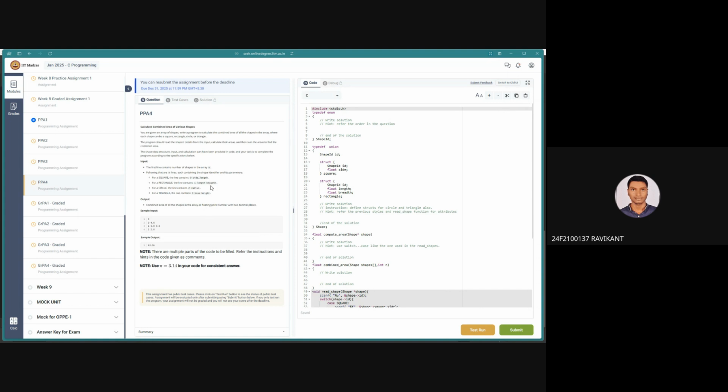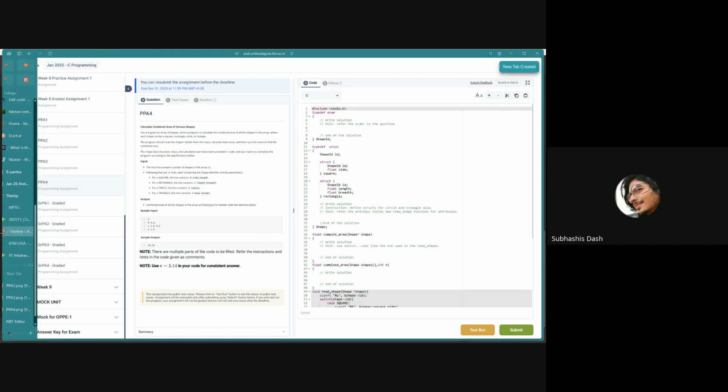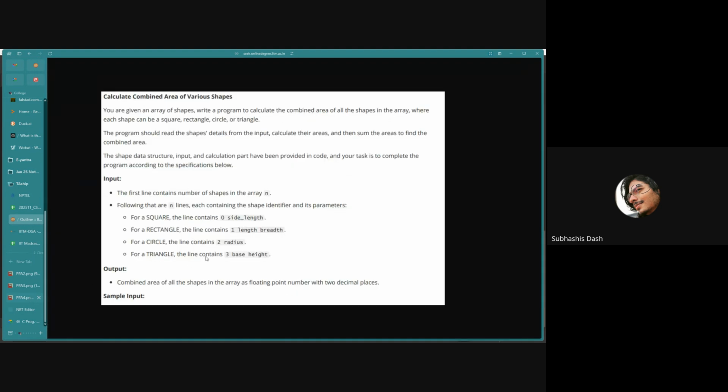We have a question. Can you please zoom? You just open it in a new tab.